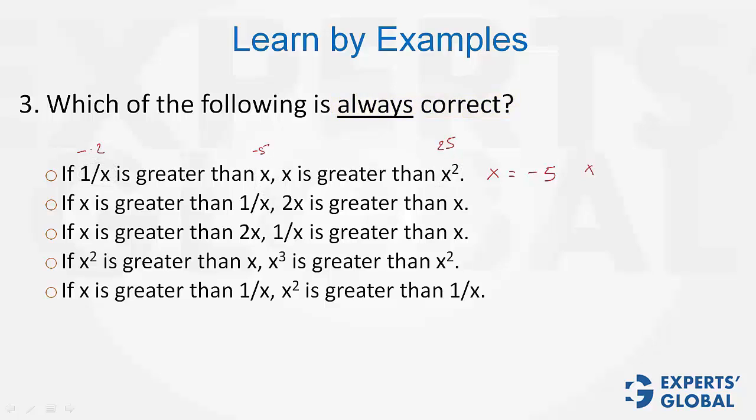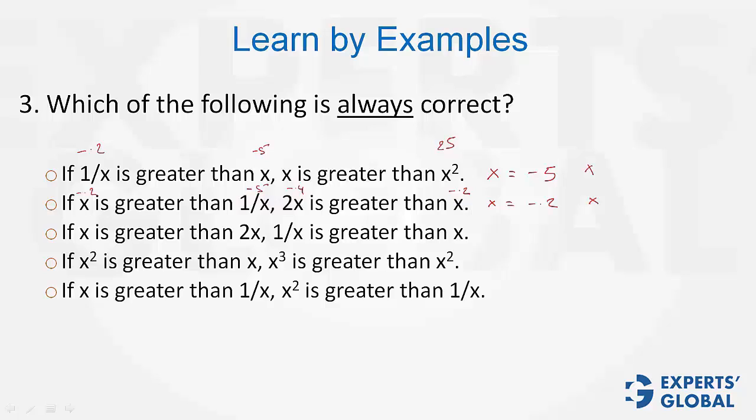Similarly, let's try eliminating option 2 as well. For a small negative value of x, say negative 0.2, see negative 0.2 is greater than 1 divided by negative 0.2, which would be a big negative number. This would be negative 5. See, this is negative 0.2. This becomes negative 5. 2x would be negative 0.4, which is not greater than x, which is negative 0.2. So this statement has also been contradicted. This can be eliminated.